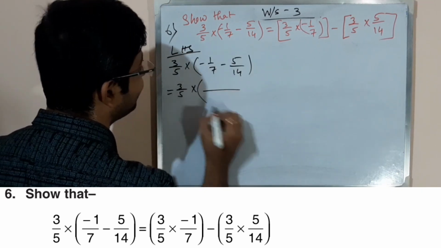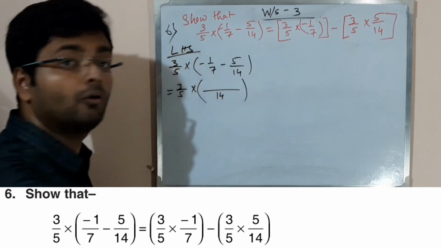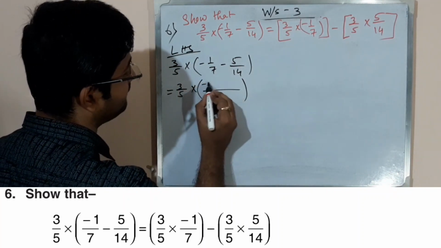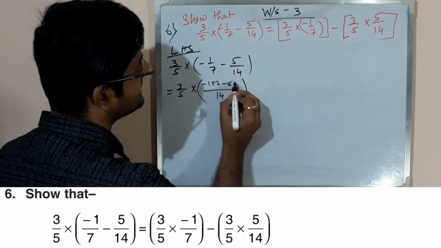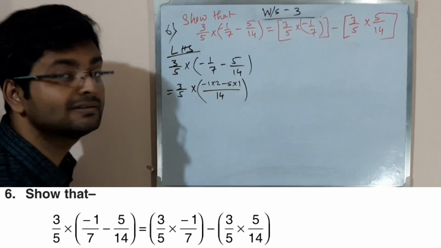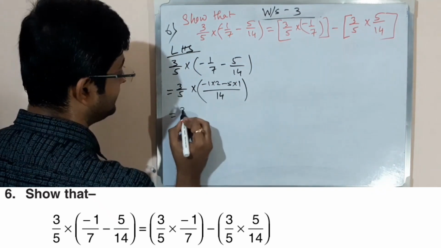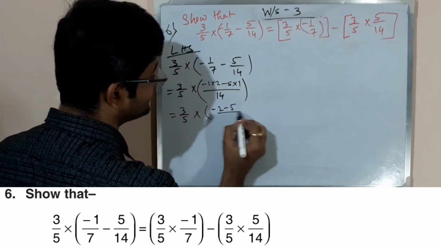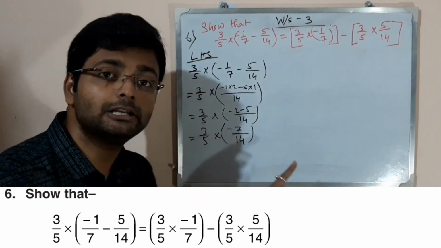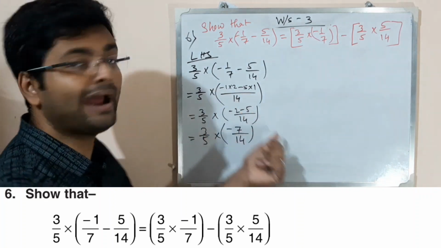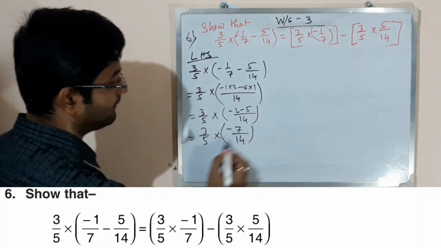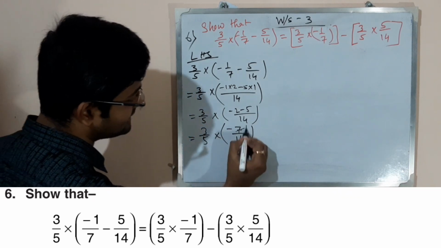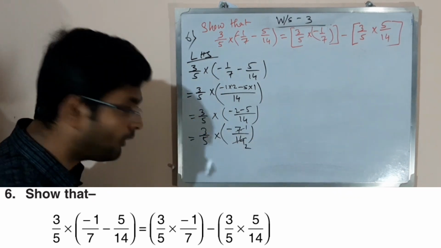7 and 14 LCM is 14. Now this 7 2s are 14, that means minus 1 into 2 minus 5 into 1, because 14 ones are 14. So that 3 by 5 into, that is minus 2 minus 5 by 14. 2 and minus 5 are both negative numbers, so we have to add the numbers. So that means minus 7 by 14. You can see these can be cancelled. 7 ones are 7, 7 twos are 14.